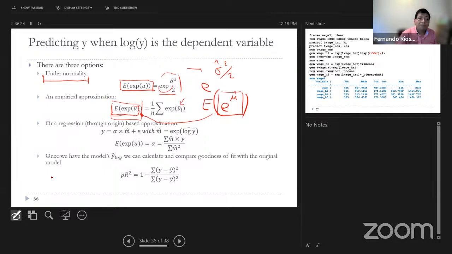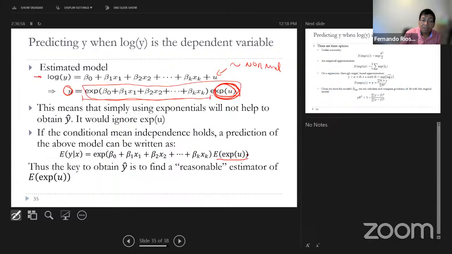The last option is to be even more practical and say that I will just run a regression of my original variable against my predicted but incorrect predictions on my data, in a model without a constant. So in this case, this parameter alpha becomes my approximation for this element that is missing when we are trying to predict the data.